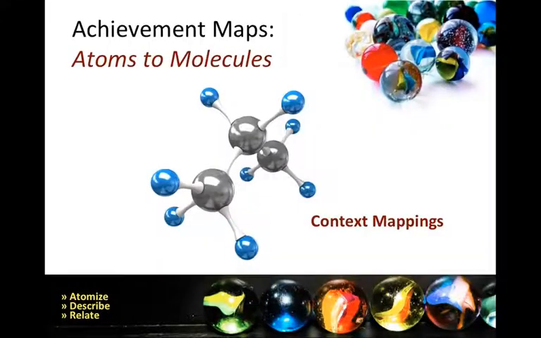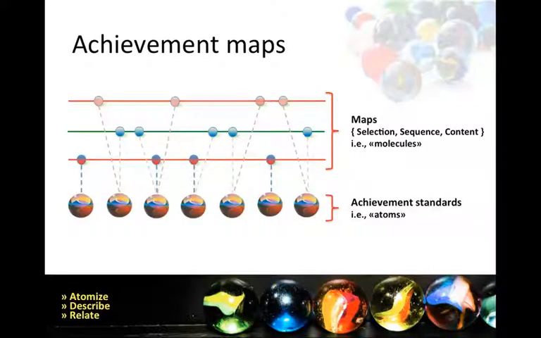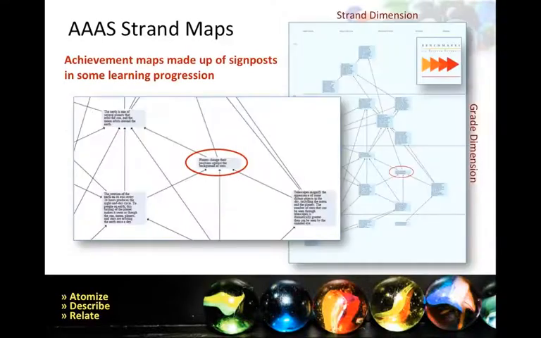Now, achievement maps are what take the atoms, those individual things that we pulled out, and begin to put them back together in useful forms. So a set of achievement standards, as illustrated in the bottom here, can have multiple maps layered on top of it for different purposes. Some may denote selection and sequence: selection of which achievement standards will be used, what is the sequence, and so forth, taking various forms.